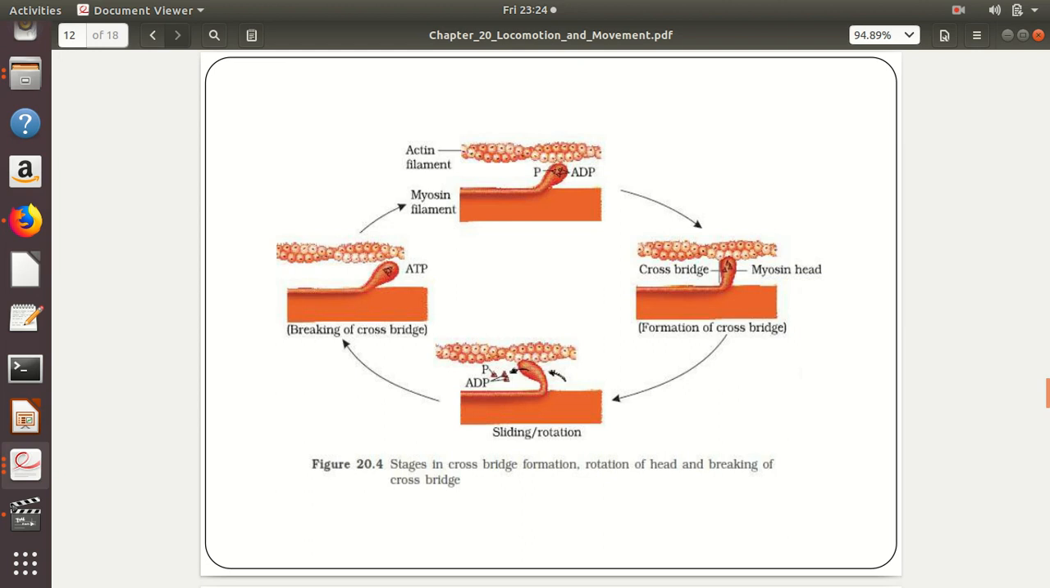The next is the breaking up of the cross bridge. You can notice the myosin filament becomes free, and again there is a formation of ATP, which enters into the cycle. These stages are formation of the cross bridge, rotation of the head, and breaking of the cross bridge, and this is a cyclic process.